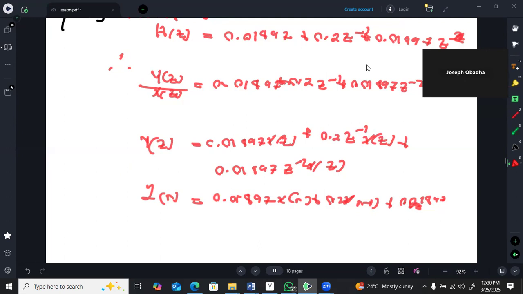So that would mark the discussion on this slide. I will provide some examples for practice for you to be able to work them out, so that you appreciate more how the design is supposed to be done.